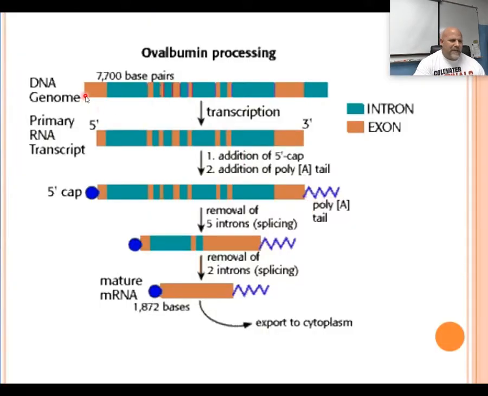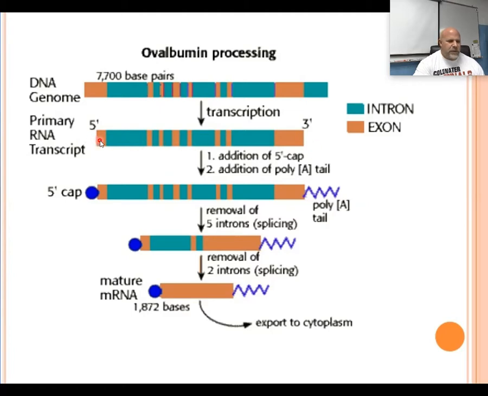So here's our DNA. This is a particular protein. So here's my DNA to make this protein. This is the gene to make this protein. And it's 7,700 base pairs long. And after I transcribe it, I now have a primary transcript. That's the initial piece of RNA that comes directly from the DNA. So it's not what actually leaves to go make proteins, it's just the initial transcript.